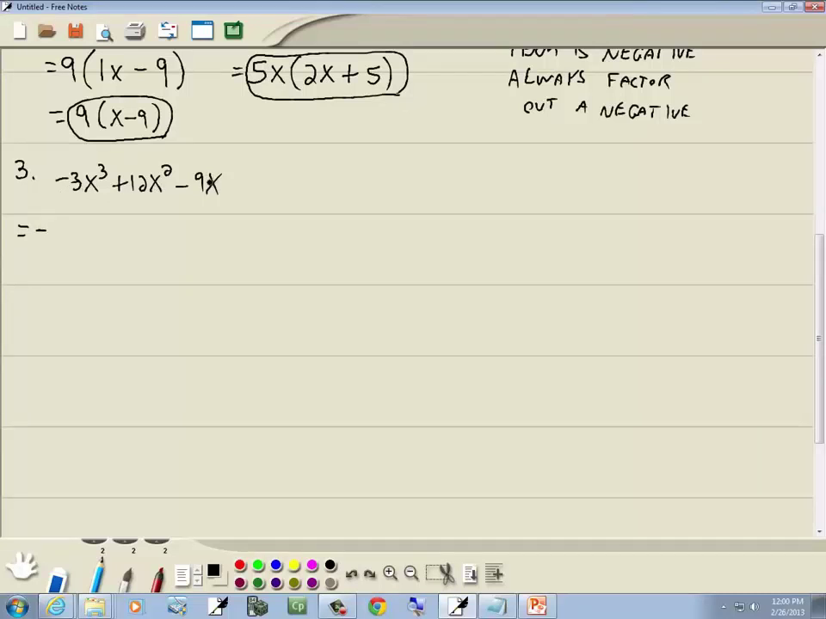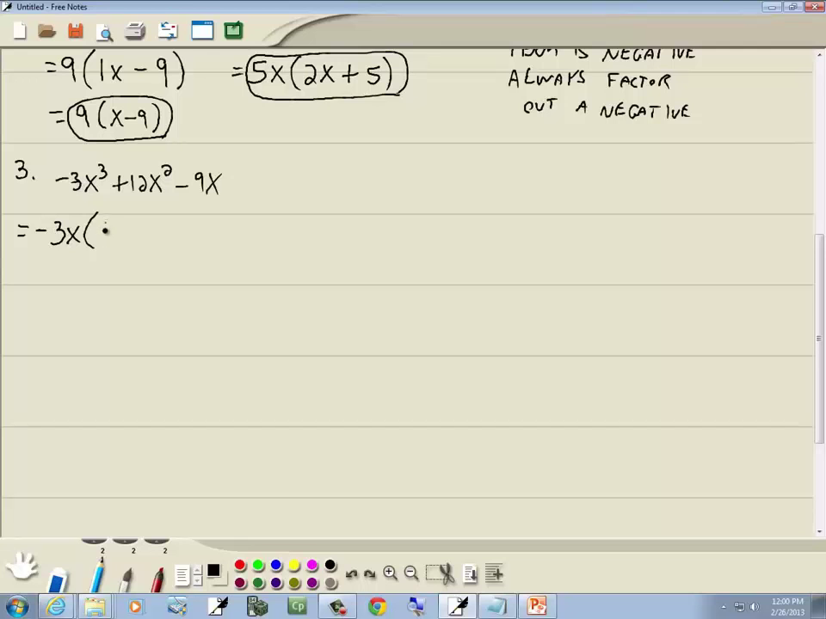Now 3, 12, and 9. I'm looking for the largest number that divides into all those, which is 3. Here we have 3 x's, here we have 2 x's, here we have 1 x. So we're going to bring out the one with the smallest exponent, so we'll bring out 1 x.